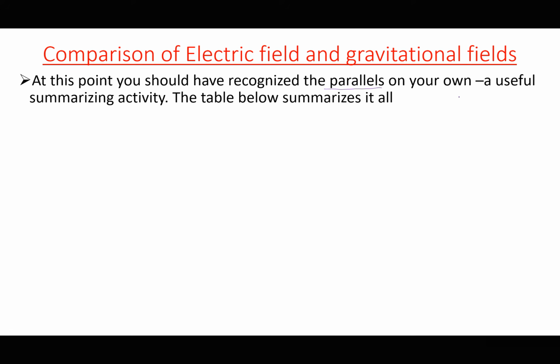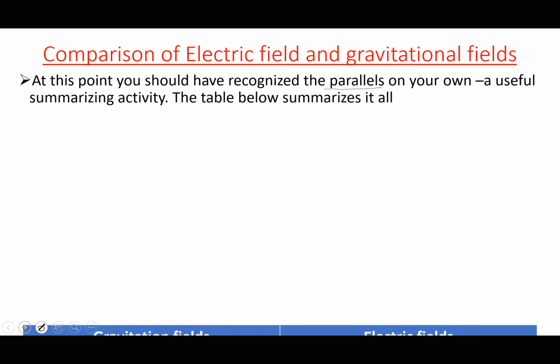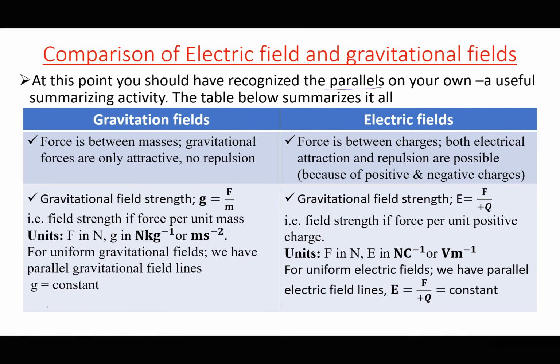And here we have a useful summarizing activity, which is just a simple table. We have seen that for gravitational fields, the force between masses was always attractive. We have seen that for electric fields, the force can be attractive or repulsive because the field can be attractive or repulsive simply because we have both positive and negative charges. We have defined gravitational field strength as the force acting on a unit mass, or the force per unit mass. And we have defined electric field strength as the force per unit positive charge.